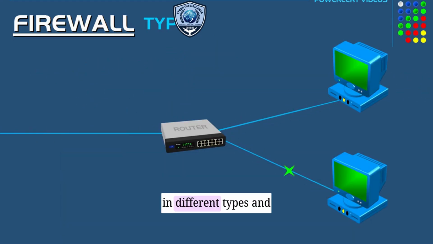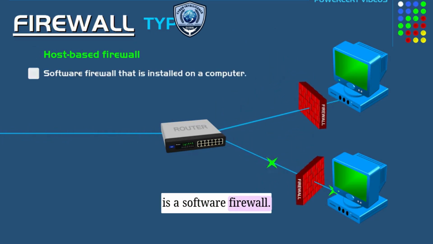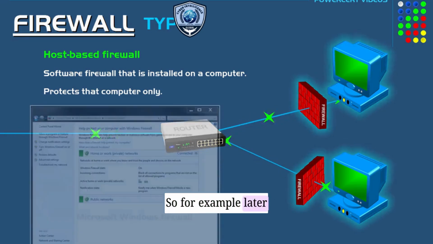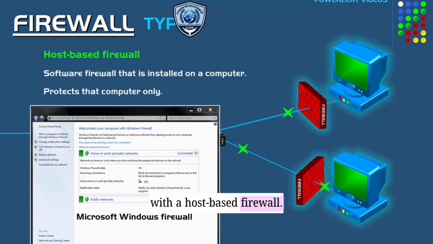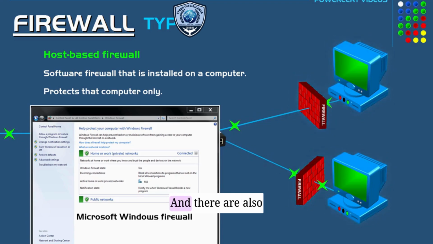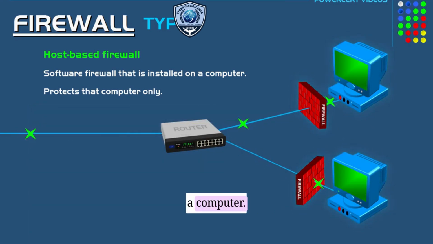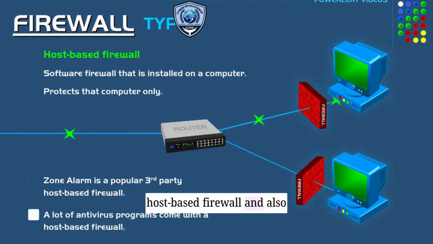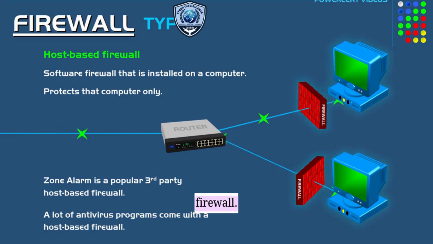Now, firewalls do come in different types, and one type is called a host-based firewall. And this is a software firewall. This is the kind of firewall that is installed on a computer and it protects that computer only and nothing else. So for example, later versions of Microsoft operating systems come pre-packaged with a host-based firewall, and you can see that example here. And there are also third-party host-based firewalls that can be purchased and installed on a computer. For example, Zone Alarm, which is a popular third-party host-based firewall. And also a lot of antivirus programs will have a built-in host-based firewall.